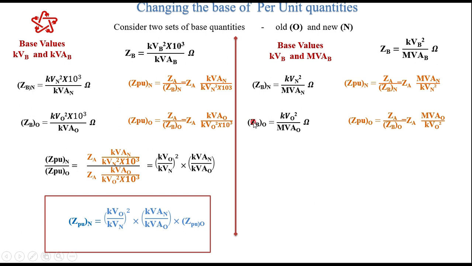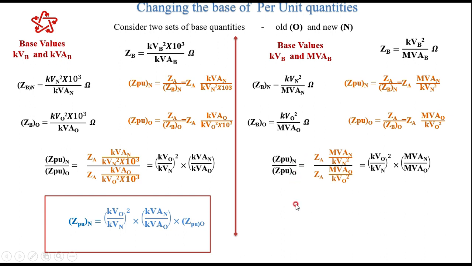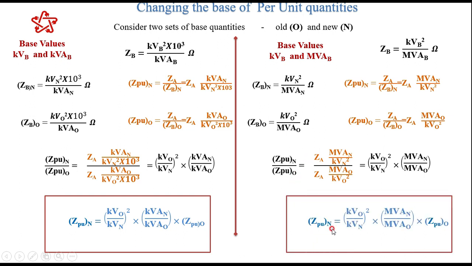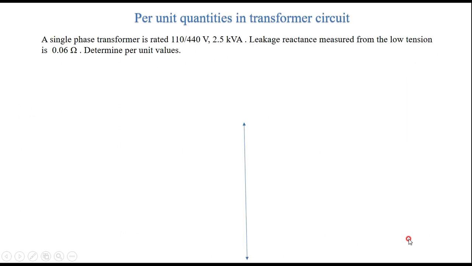Then ZB old is kV old square by MVA old, and once again Z per unit old we are getting this equation. Then take the ratio of these two. In that case ZB new divided by ZB old. Therefore you arrive at ZB new is equal to kV old square divided by kVN, if the base quantity is given as MVN, we are getting MVN. If the base quantity is kVN, then we are getting kVN. This is how we have to derive the equation for the change of base quantity.